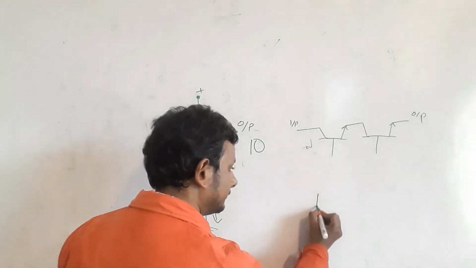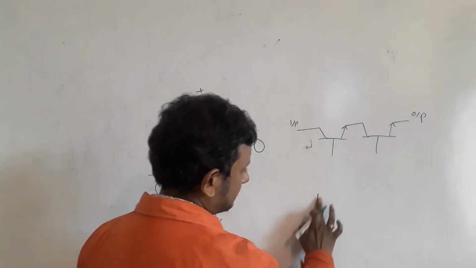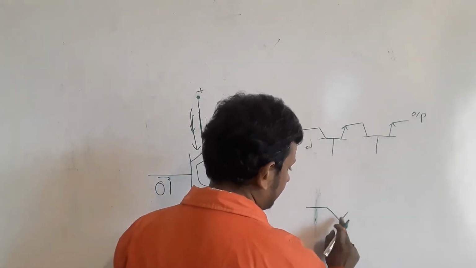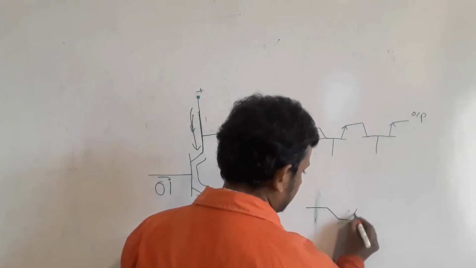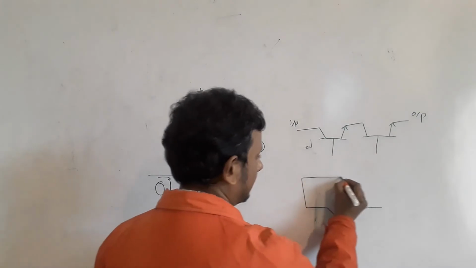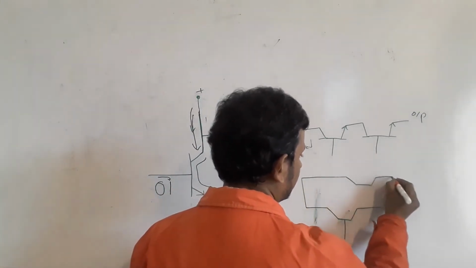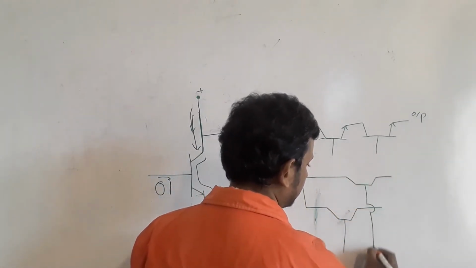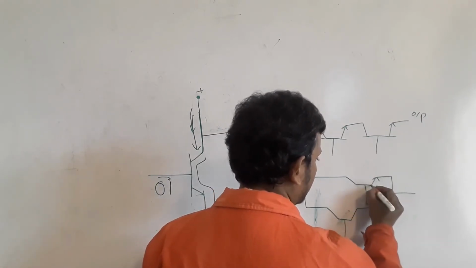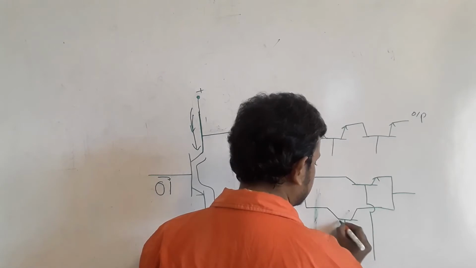In the case of the OR gate, we will connect the transistors in parallel. Here is a transistor, and we will connect another transistor parallel to this one over here, and from here we will get the output. So these are the two transistors.